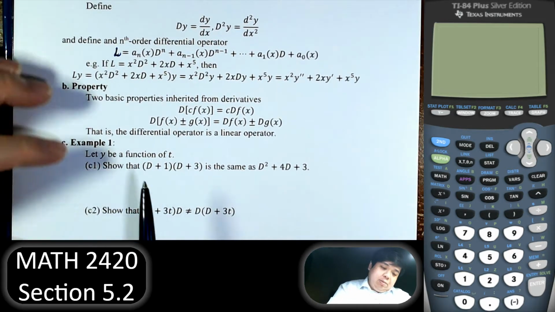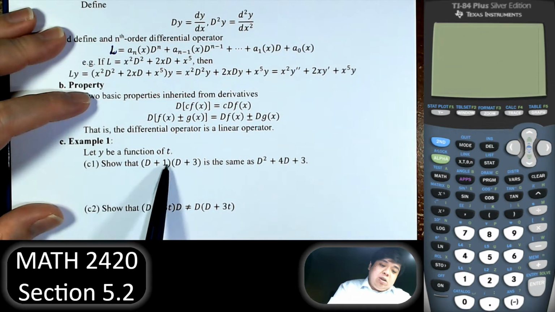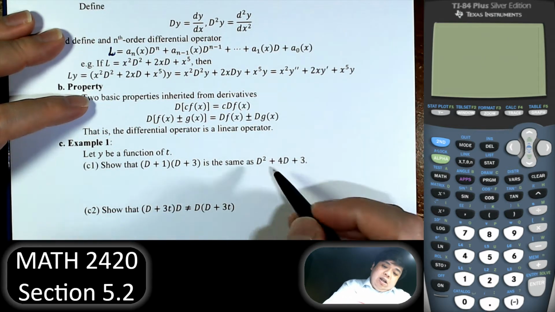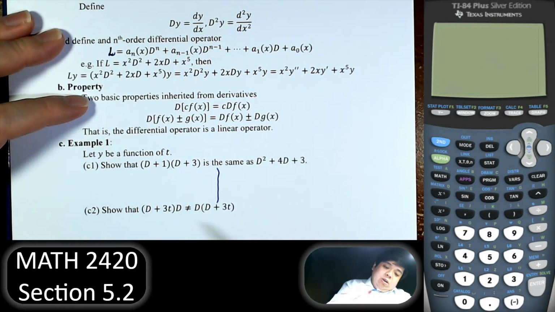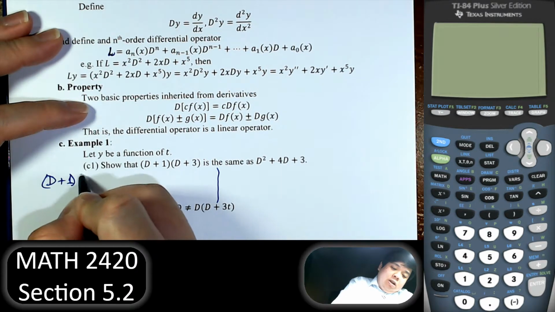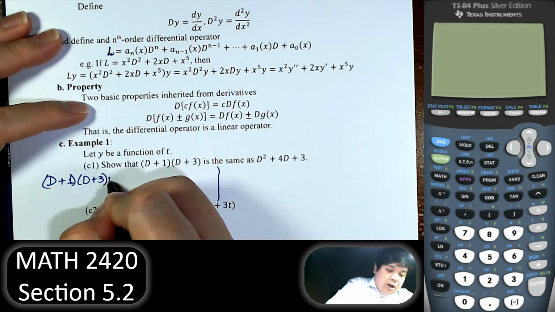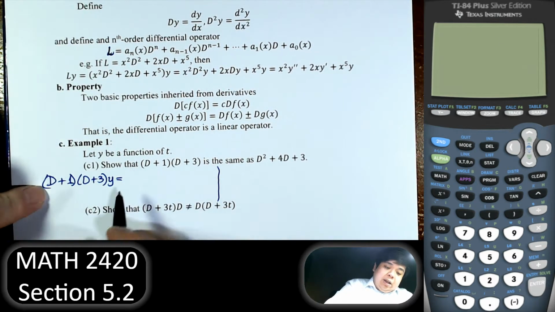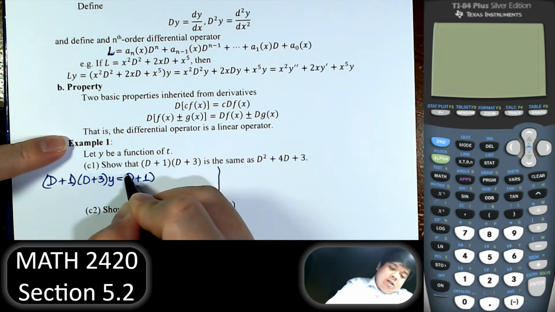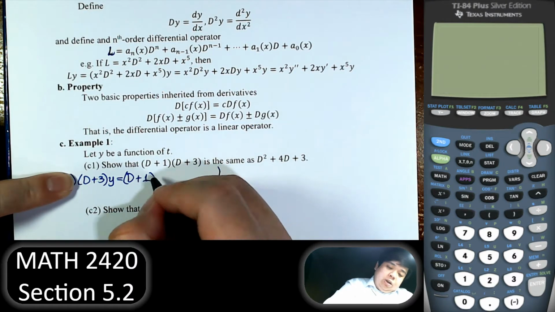Right, now let y be a function of t, so that (D plus 1)(D plus 3) is the same as D squared plus 4D plus 3. So easily we just have D plus 1 times D plus 3. Now we apply it to a function y. We have D plus 3 first, so the derivative of y plus 3y.